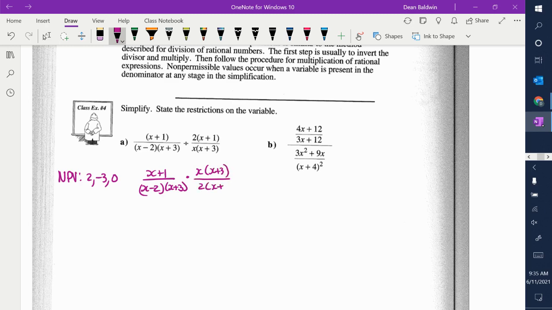So what has happened? We've added a new NPV because this is now in the denominator. It was in the numerator, but now flipped to the denominator. So you have to catch that NPV. So you just add -1 to your list. Zero stays. Yes, 0 stays. And I'll show you why; you'll see in the second one why 0 stays.